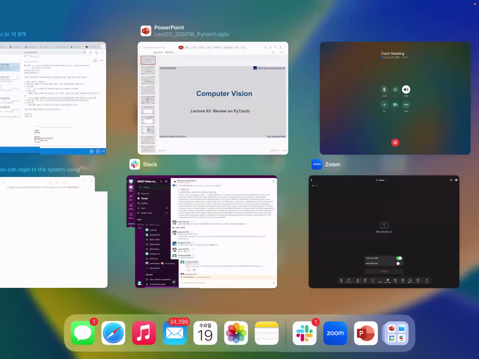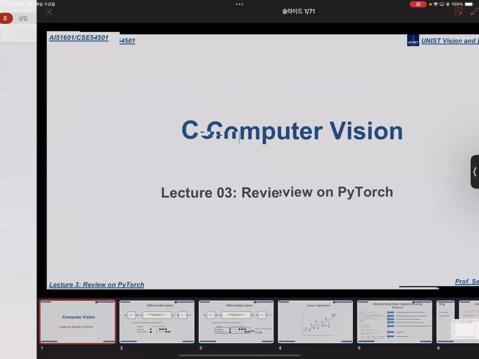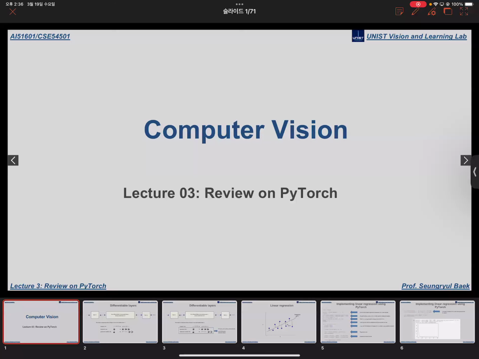Okay, and today we will start to learn about the PyTorch library. Before that, there's one notice. Two weeks later, actually 10 days later, we will have quiz 1. That will cover some basics about deep learning and also PyTorch. So please prepare for that.